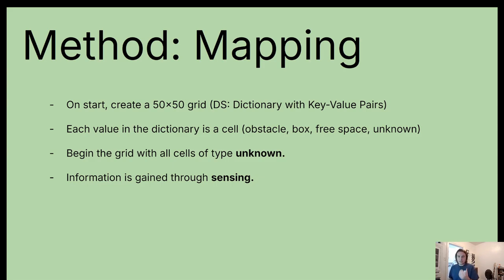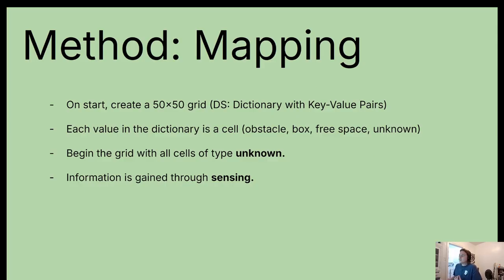So the key in the key value pair is a coordinate. It's a Vector2Int. So 0, 0 would be one element's key. 0, 1 would be another element's key. And each of those keys contain a value, which is a cell object.